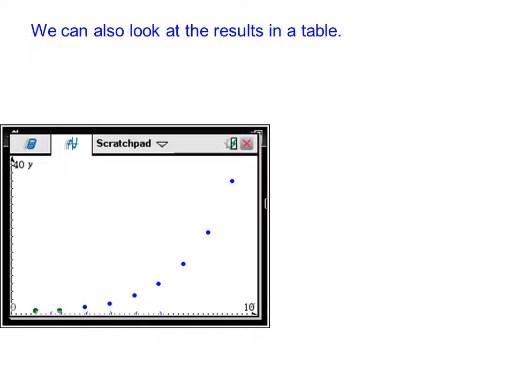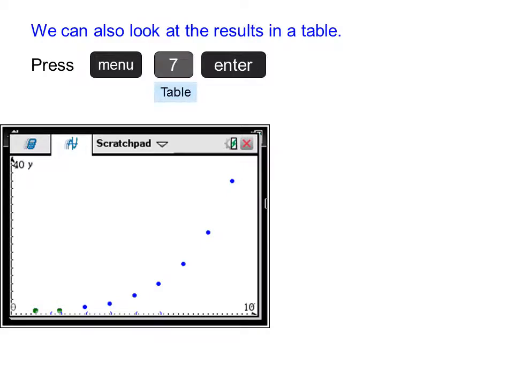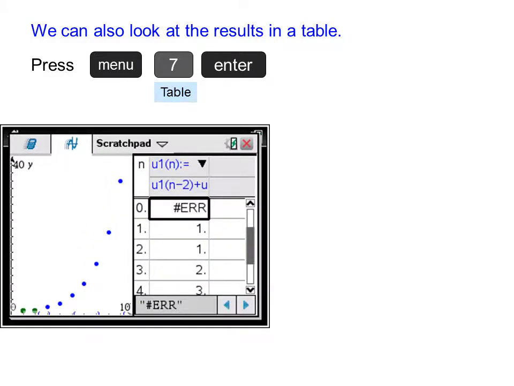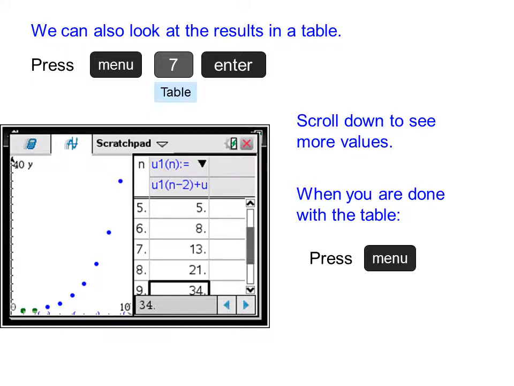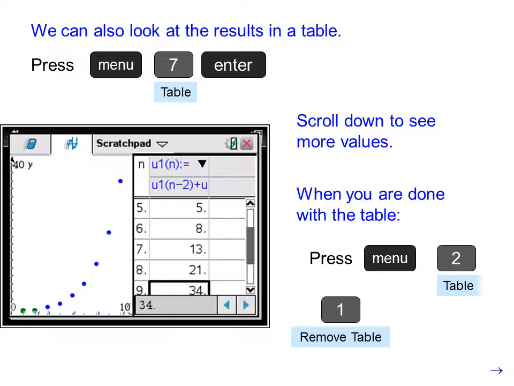We can also look at the results in a table. Press Menu, 7, Table, Enter. And we get our table. Notice the 0 term is not defined. Scroll down to see more values. When you are done with the table, press Menu, 2, Table, 1, Remove Table.